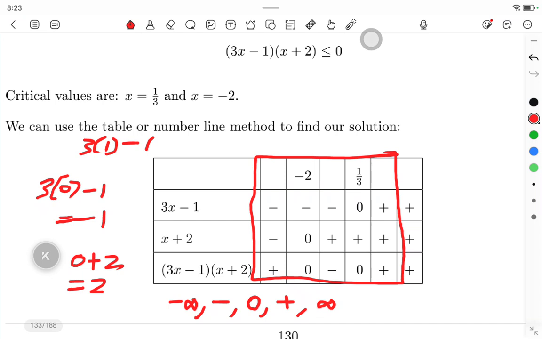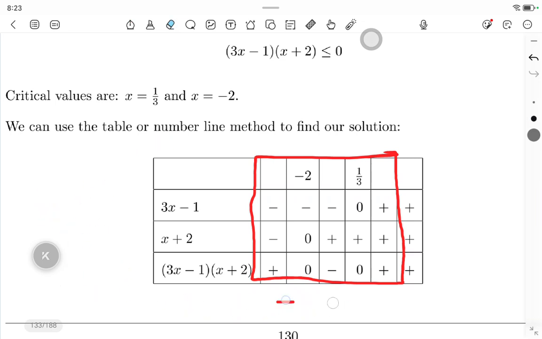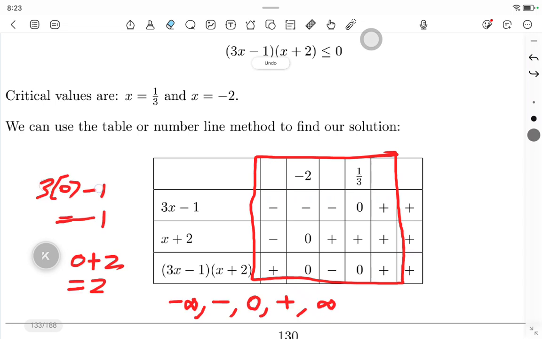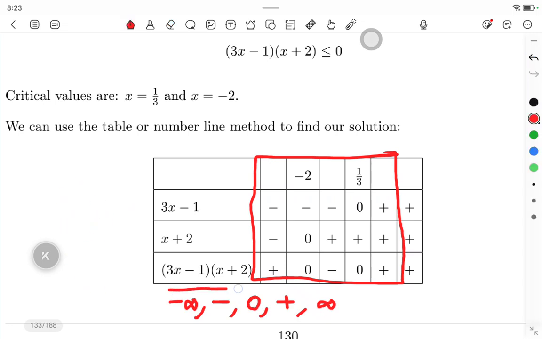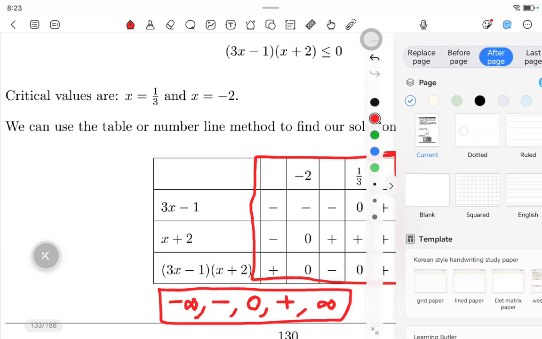So do we all agree that we can easily get this table? Let me not erase that. Remember, I said that these are the only things which can be written in the table, right? You can write negative infinity, negative, 0, positive, or infinity. Then we can write that question.